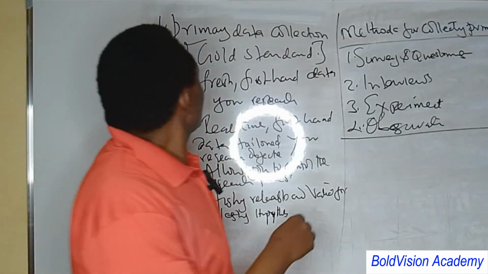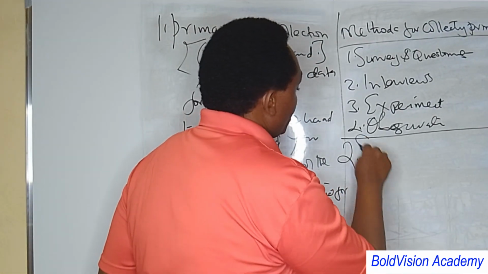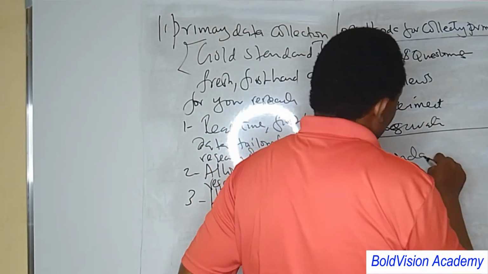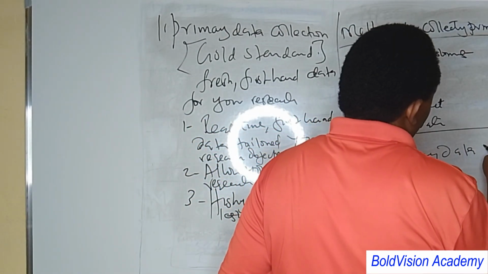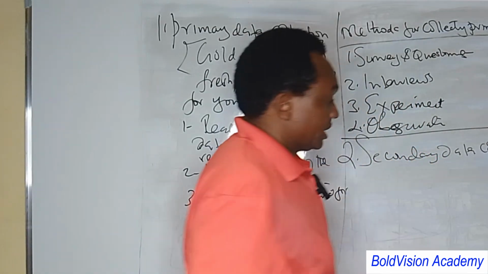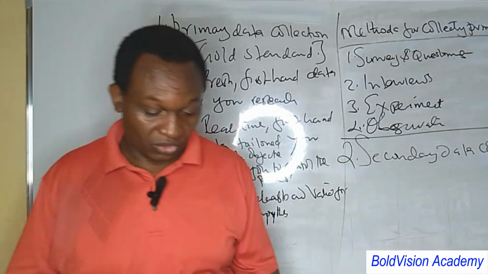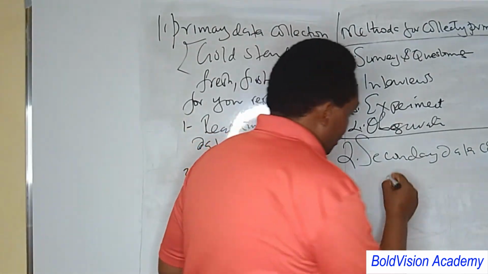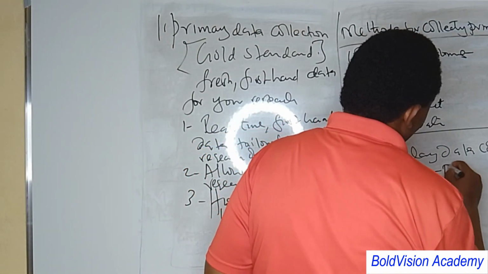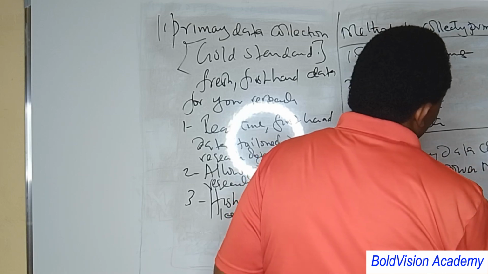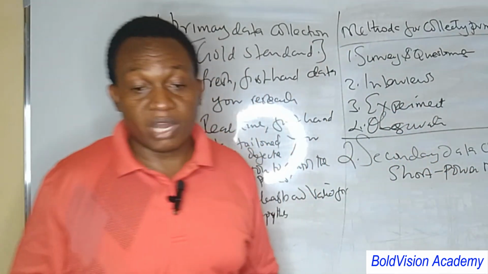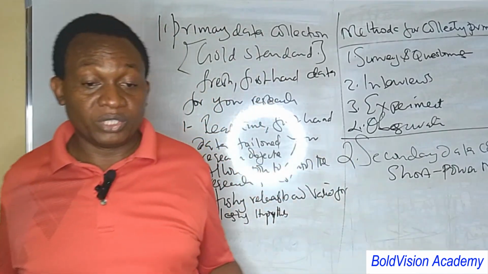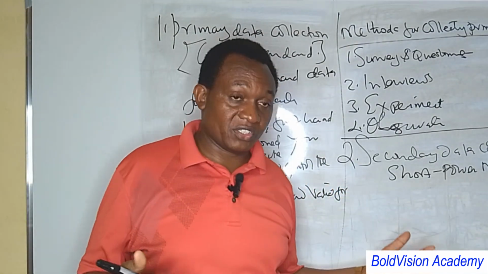Now that takes us to method number 2, that is secondary data collection. Very important, secondary data collection. So the secondary data collection, this is the shortcut, and we can call it the shortcut or the power move. The power move. Why is it? Because it is an efficient way to build on existing literature.